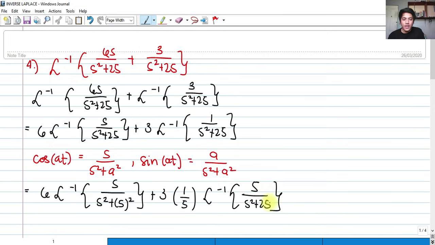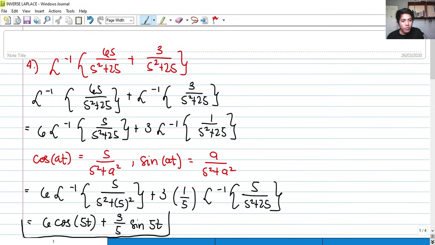And we can now get the inverse Laplace of this. So we have 6 cosine of at. Our a is 5, so this is 6 cosine 5t. Plus 3 over 5, since 3 times one fifth is 3 fifths. So this is sine because this is a over s squared plus a squared. Our a here is 5 also, since this 25 is already a squared. So that is sine 5t. This is how we get the inverse Laplace for this problem.